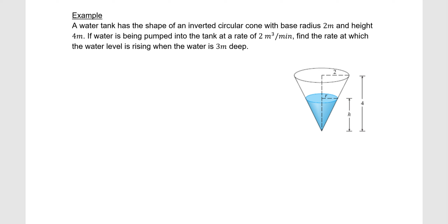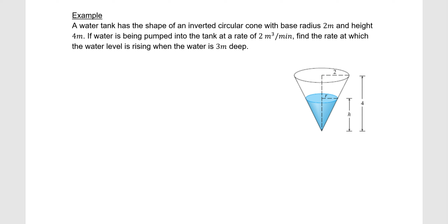Okay, so we already have it drawn out here for us, which is always nice. We have this inverted circular cone. We have the radius of the cone. We have the height of the cone. We have the height of where the water is, and the radius down at that level as well.